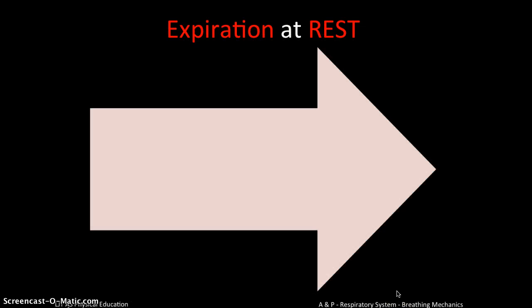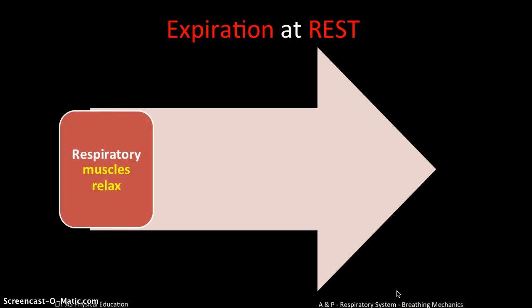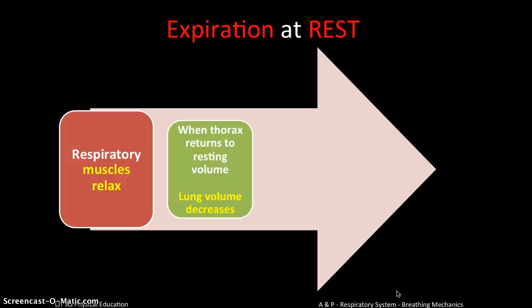What about breathing out then? Expiration at rest. Well, essentially, this is pretty straightforward. Those respiratory muscles that we've talked about, the diaphragm and the intercostals, they purely relax. And when they relax, they go back to their normal position. So the diaphragm goes back to being dome-shaped and the external intercostal muscles relax and the rib cage will then move downwards and inwards. And when that occurs, the space inside the thorax, the volume inside the lungs decreases.